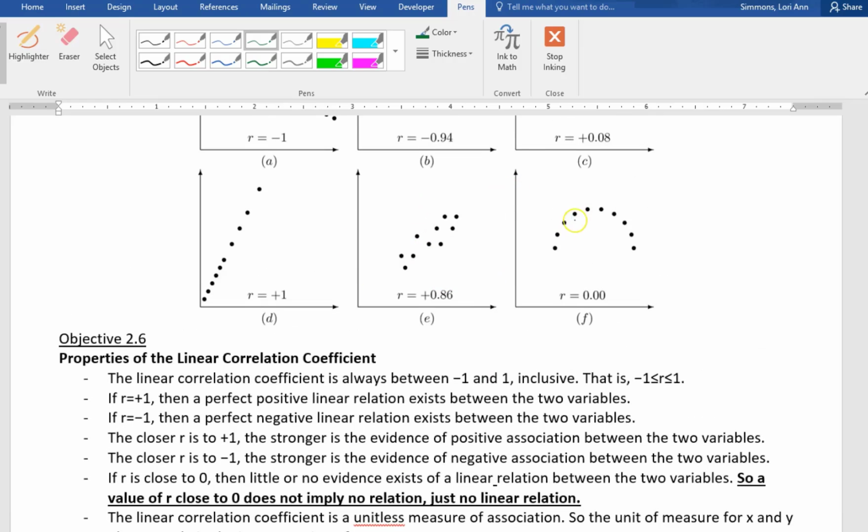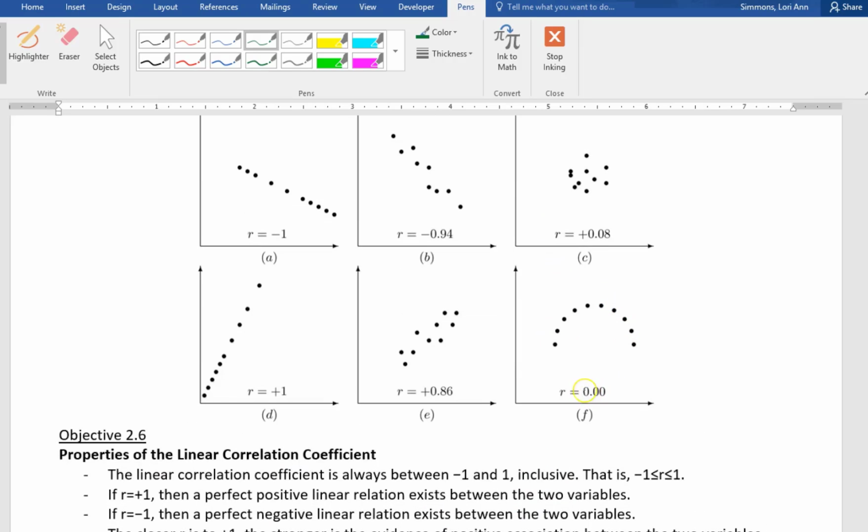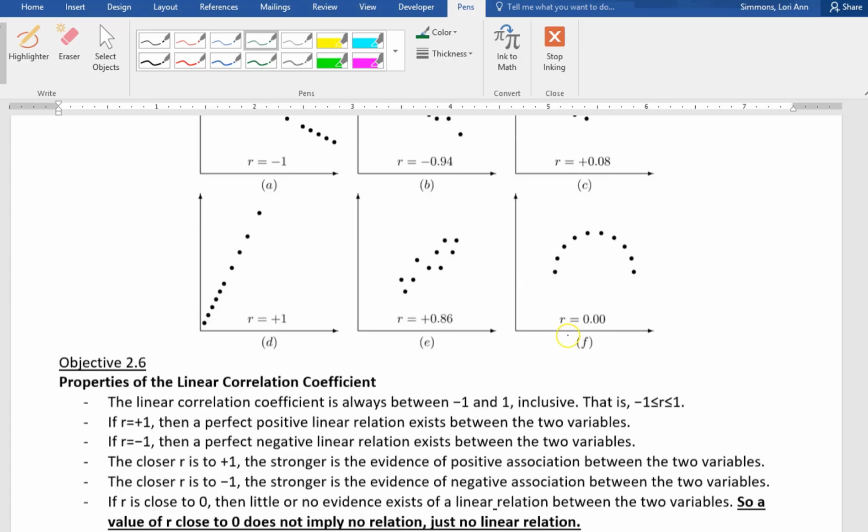If r is close to 0, then little or no evidence exists of a linear relationship between the two variables. So a value of r close to 0 does not imply no relation, just no linear relation. And you could see that here in C and F. So again, F has no linear relation, but it does have some kind of a relation.